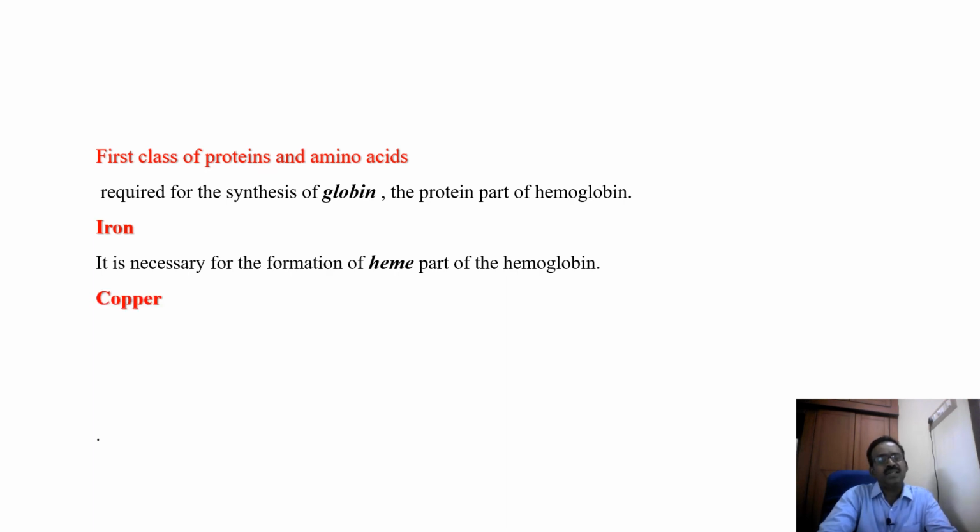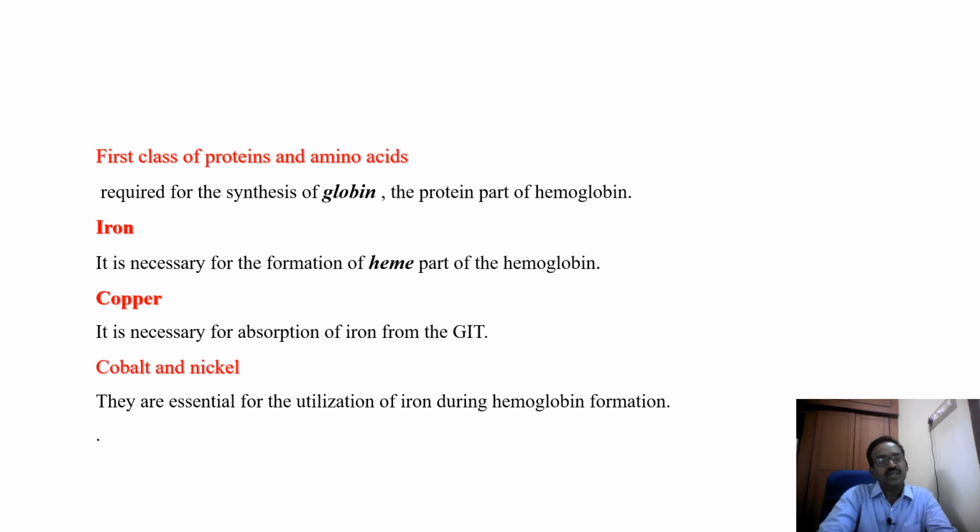And copper is important for the absorption of iron from the GI tract. The cobalt and nickel are also essential for utilization of the iron during the hemoglobin formation.